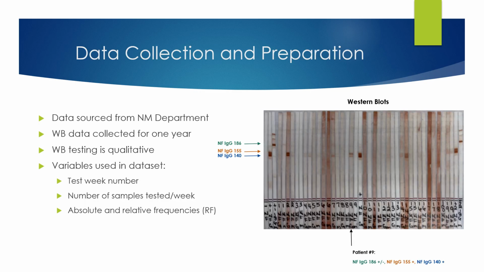The data collected was sourced from the neuromuscular group. The original data sets I used were the weekly test reports I submitted. It's a list consisting of rows of patient names and patient numbers with corresponding columns where I enter results for each antibody. For this project, I analyzed 1 year's worth of Western blot data.